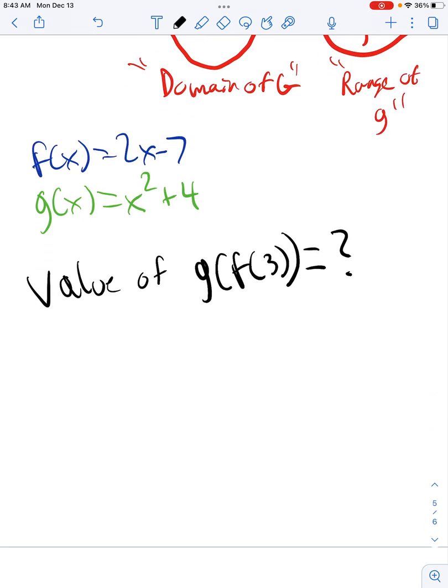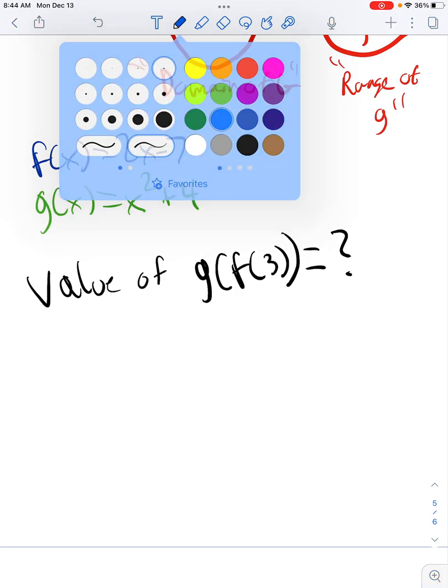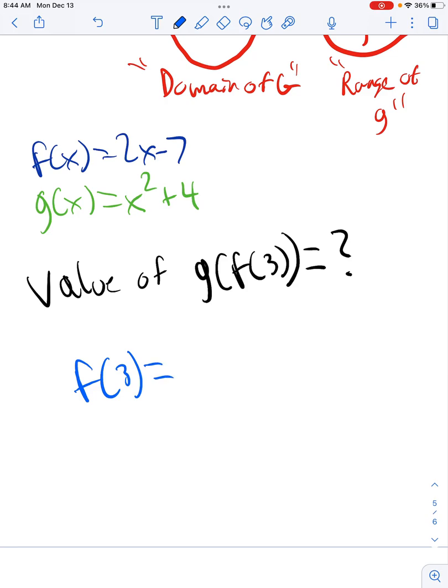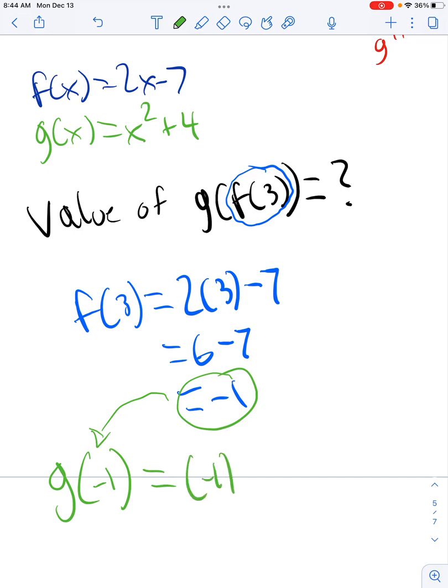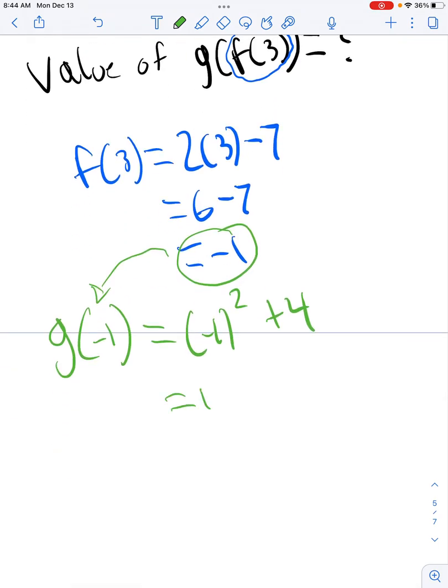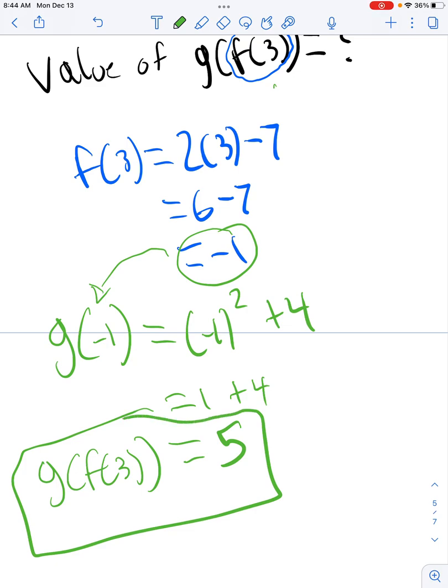All right, so first, I have g of f, so I need to work from the inside out. The first thing I need to figure out is what my function f is when x is 3. If I solve that, 6 minus 7 gives me -1. So that's my inside part right here. Now I'm going to take my function g, and every time I find an x, I'm going to plug in -1. So -1 squared plus 4. -1 times -1 is +1. So g of -1 equals 5. So the answer, g of f of 3, equals 5.